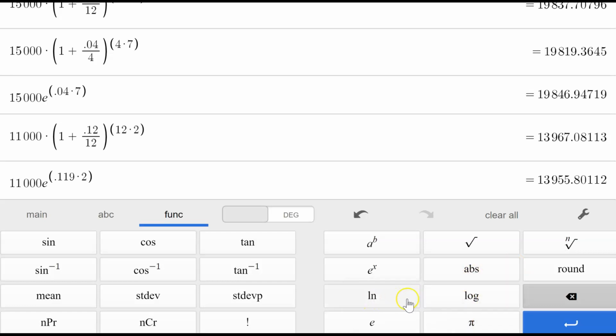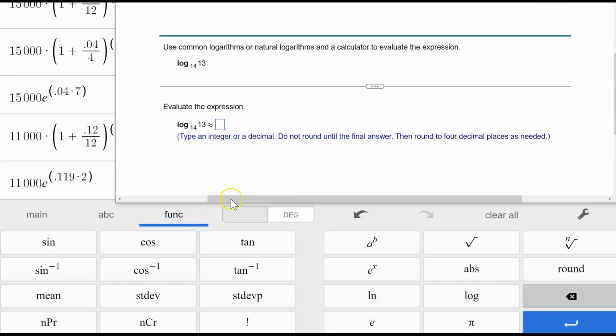Just using either the natural logarithm or the common logarithm. To do that, we would use the change of base formula. This is equal to log of 13, using the common logarithm, the log of the number, divided by the logarithm of the base, which is 14. And that's what you plug into your calculator.